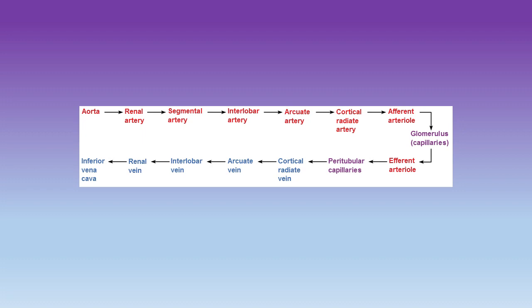The blood from the peritubular capillaries then will flow into the cortical radiate vein, to the arcuate vein, interlobar vein, to the renal vein, and finally into the inferior vena cava. So that now the blood has been filtered and it's considered clean. It can go throughout the rest of the body.